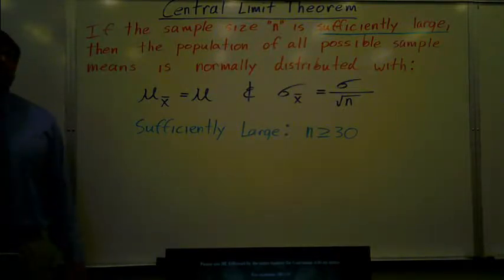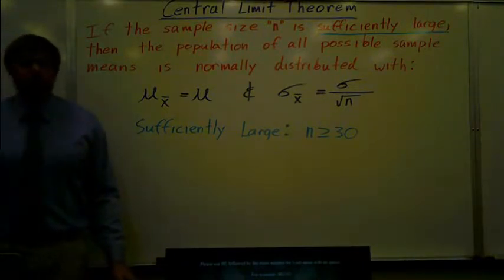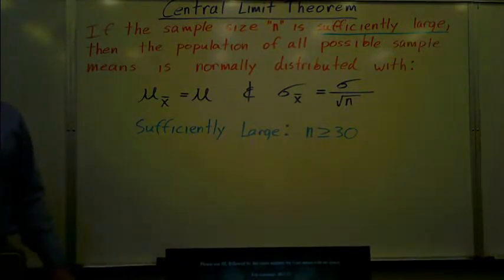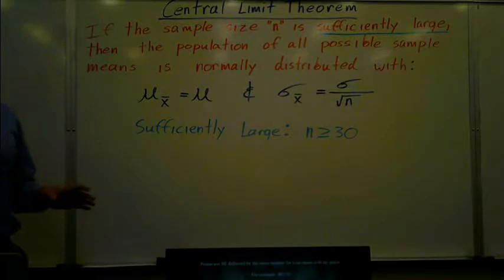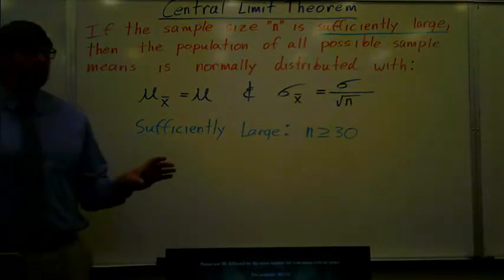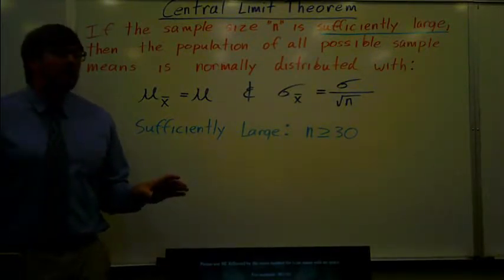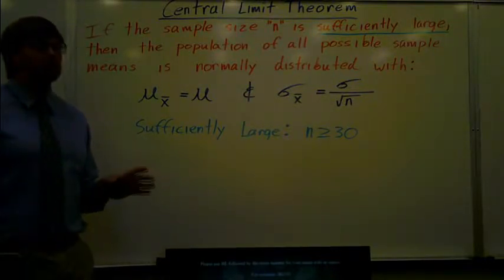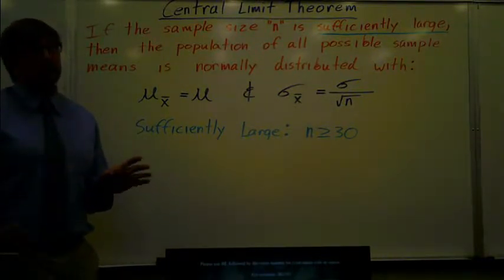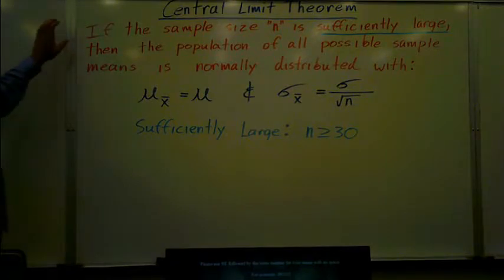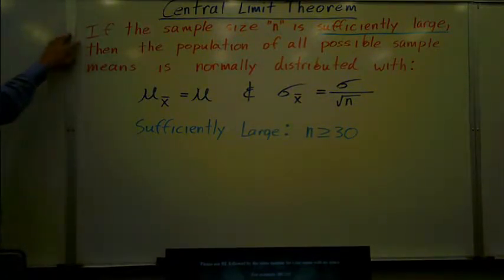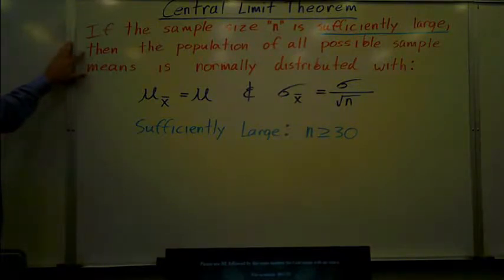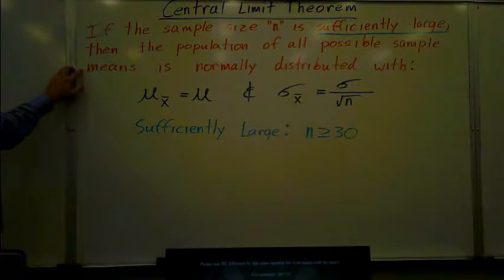Alright, the next thing I want to talk to you guys about is the central limit theorem. So the whole point of chapter 7 is that instead of talking about just individual samples from a population, now basically we're talking about groups of samples or sample means. What the central limit theorem says is that if a sample size n is sufficiently large, then the population of all possible sample means is normally distributed.